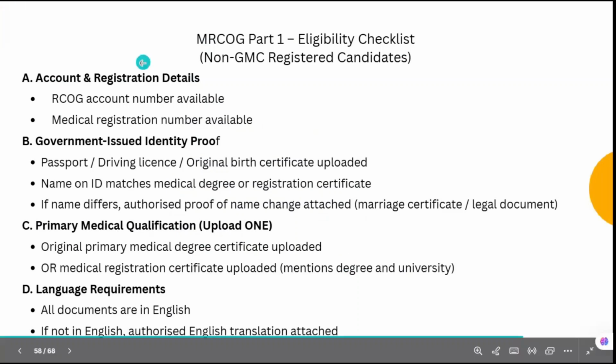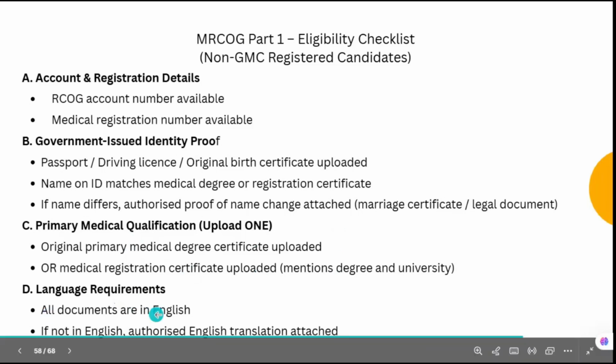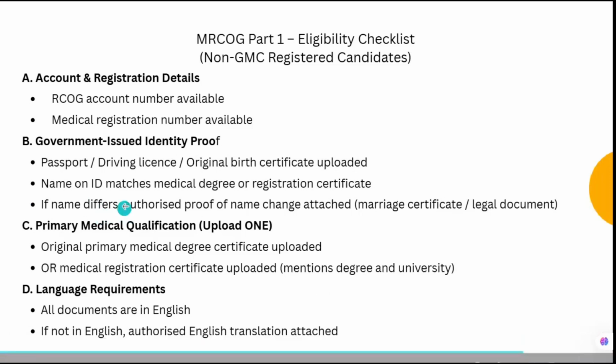After that, what are the documents which I have already mentioned? You need to have your account number ready, medical registration number ready, then government documents such as a passport, driving license, etc., and your primary medical degree certificate or medical register. Either of these, you need to scan and upload. All documents should be in English. If they are not in English, then an authorized English translation is attached. And most important, as I have already mentioned, if there is a name difference, you need to attach the authorized proof for the change of name.